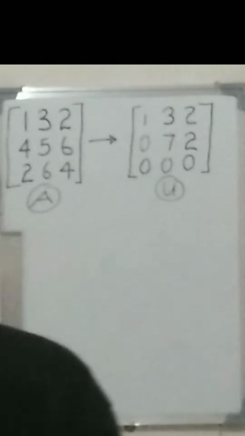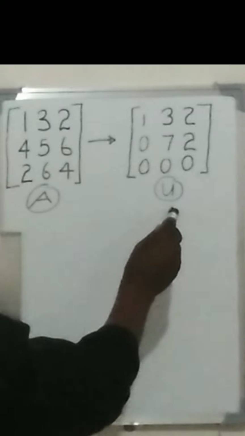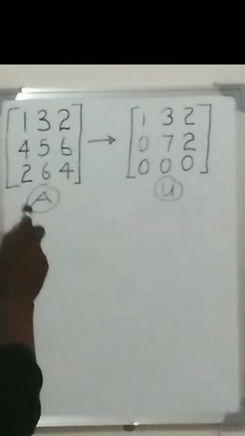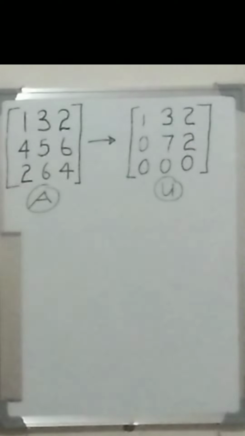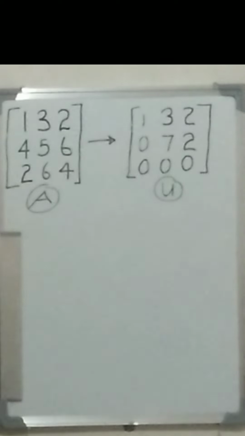Okay, so let's talk for a minute about the column space of a given matrix A. But before we get there, let's take a look at the matrix U over here, which is an upper triangular matrix resulting from performing row operations on matrix A. The two matrices A and U are certainly not equal.